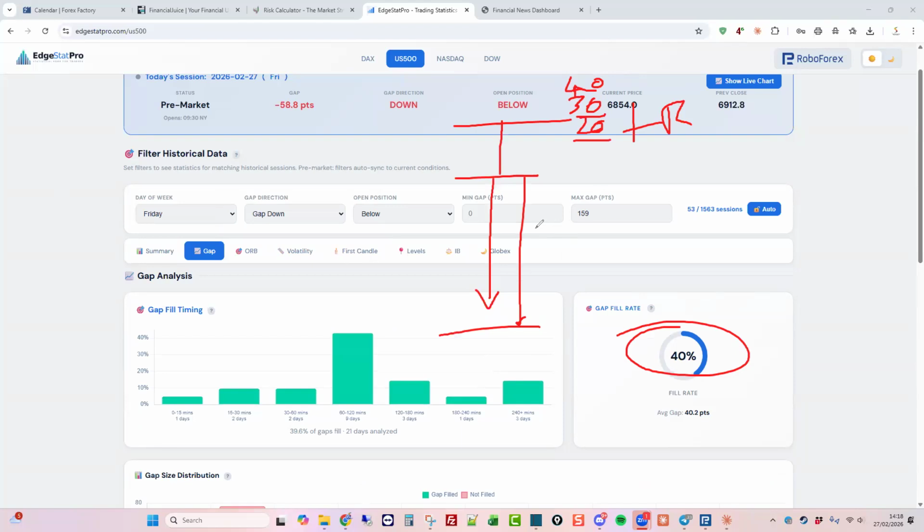So it means that you can jump straight in at market open and go, there's a 40% chance we're going to drop down and fill that gap today. So I'll place a stop loss, a percentage of the gap size. So if that is bigger, you can place a bigger stop.